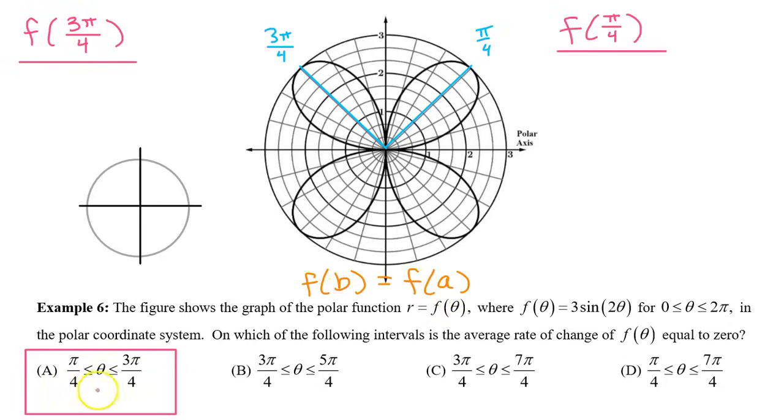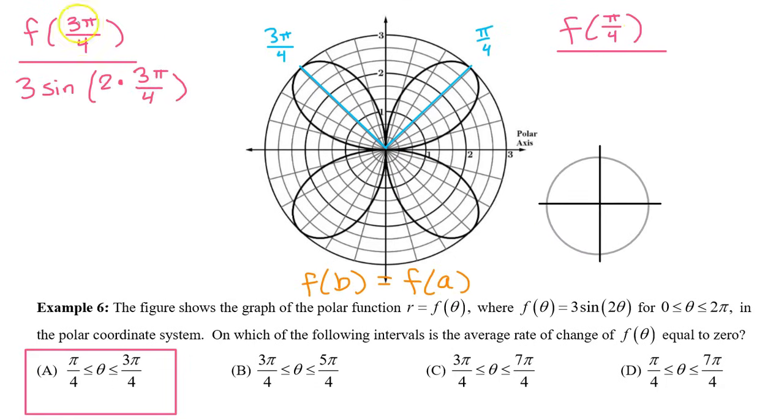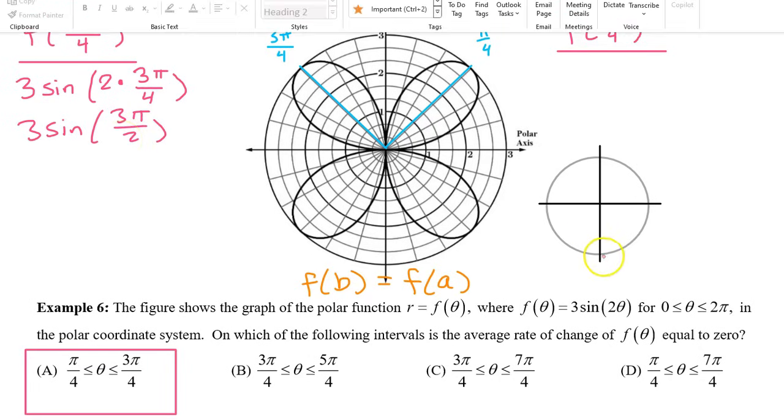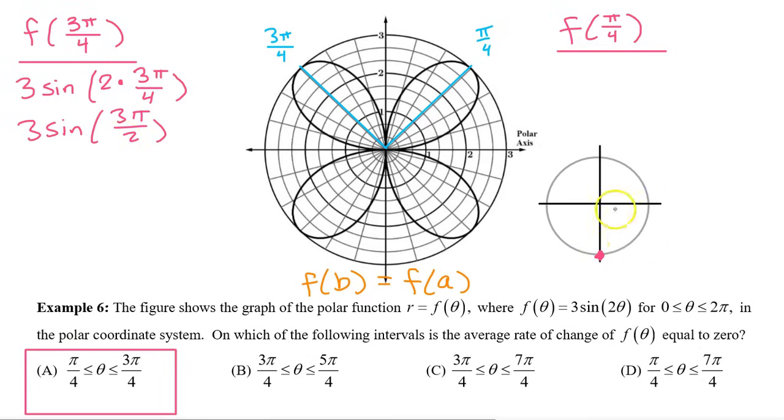For example, option A will be the answer only if f at 3 pi over 4 is equal to f at pi over 4. Substituting 3 pi over 4 in for theta, we have 3 sine 2 times 3 pi over 4. This is 6 pi over 4, which simplifies down to 3 pi over 2. So we have 3 sine of 3 pi over 2. 3 pi over 2 is right here on the unit circle. Sine is the y value on the unit circle, which is negative 1 right here. So this is 3 times negative 1, which is negative 3.